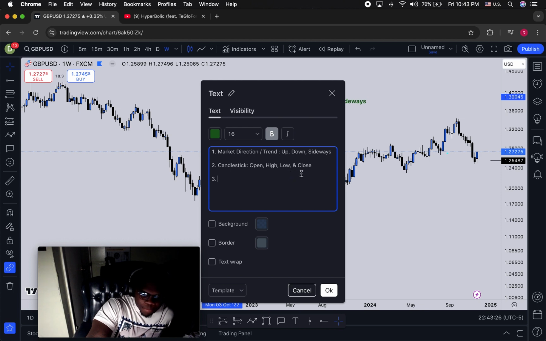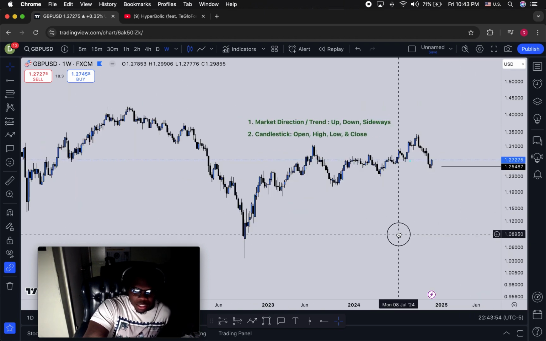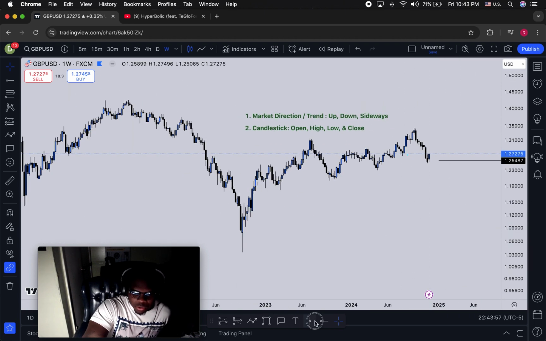I think we can just focus on this one. Honestly, we'll just focus on market direction. I just wanted to break this down real quick, but this is probably the most important in terms of being able to read what's going on. So let's identify the trend here.